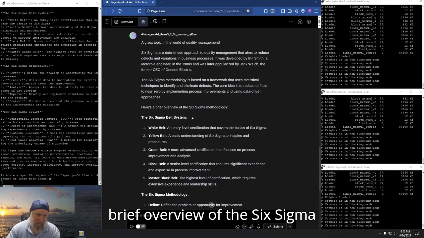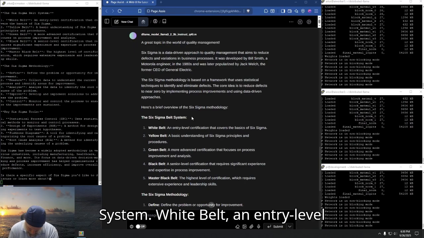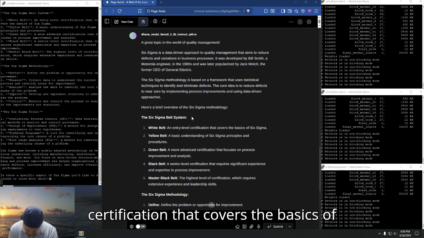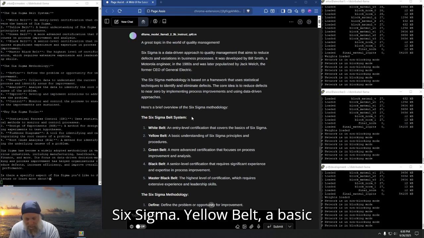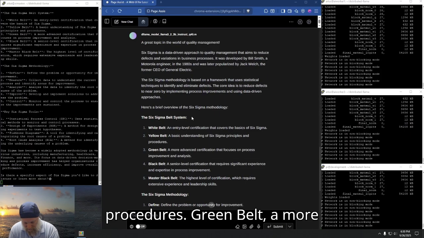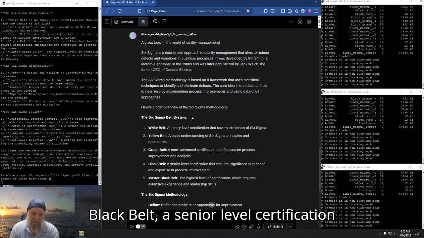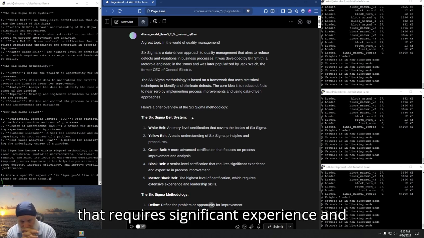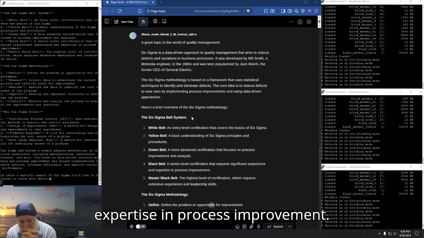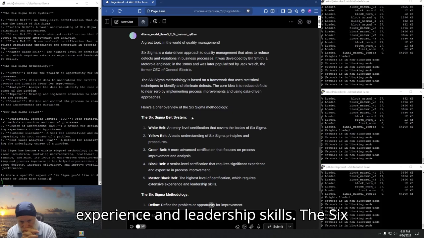Here's a brief overview of the Six Sigma methodology. The Six Sigma Belt System. White Belt, an entry-level certification that covers the basics of Six Sigma. Yellow Belt, a basic understanding of Six Sigma principles and procedures. Green Belt, a more advanced certification that focuses on process improvement and analysis. Black Belt, a senior level certification that requires significant experience and expertise in process improvement. Master Black Belt, the highest level of certification, which requires extensive experience and leadership skills.